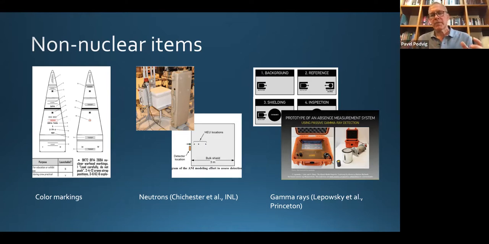So if you agree in advance that certain objects could be exposed to certain measurements, then you could pretty much rule out, you could examine pretty much everything, and to make sure that it is not nuclear, you could adjust your measurement system.